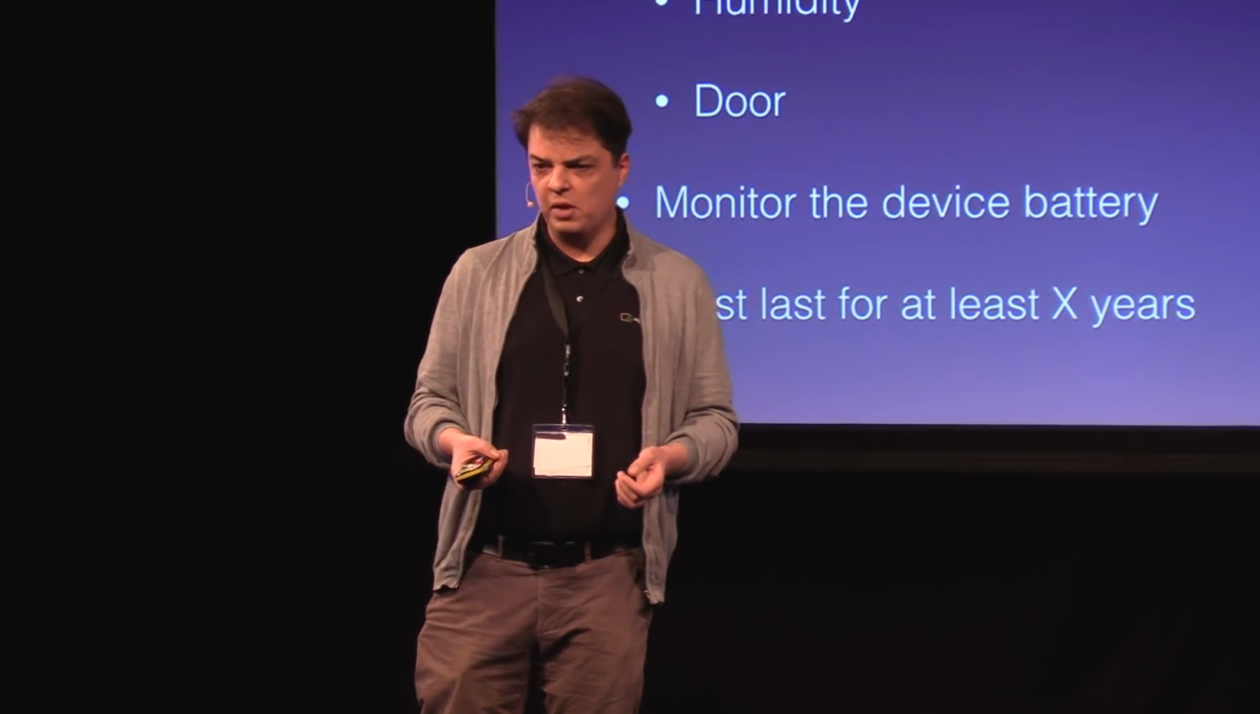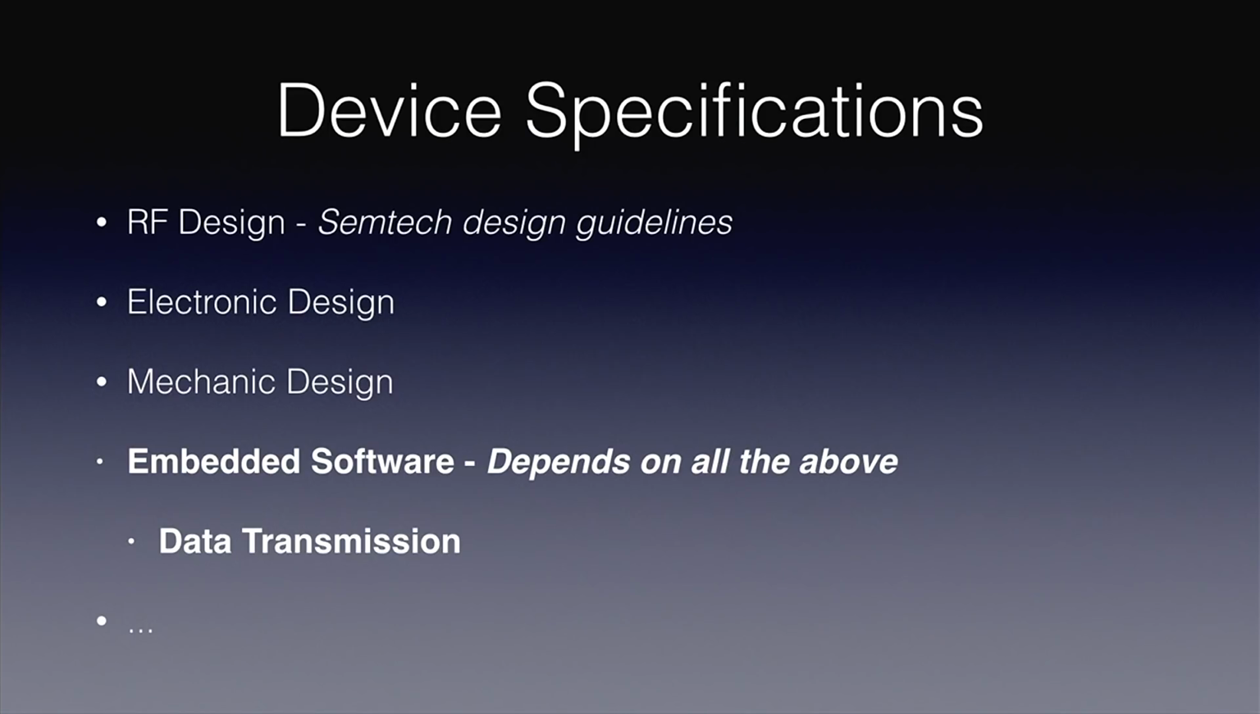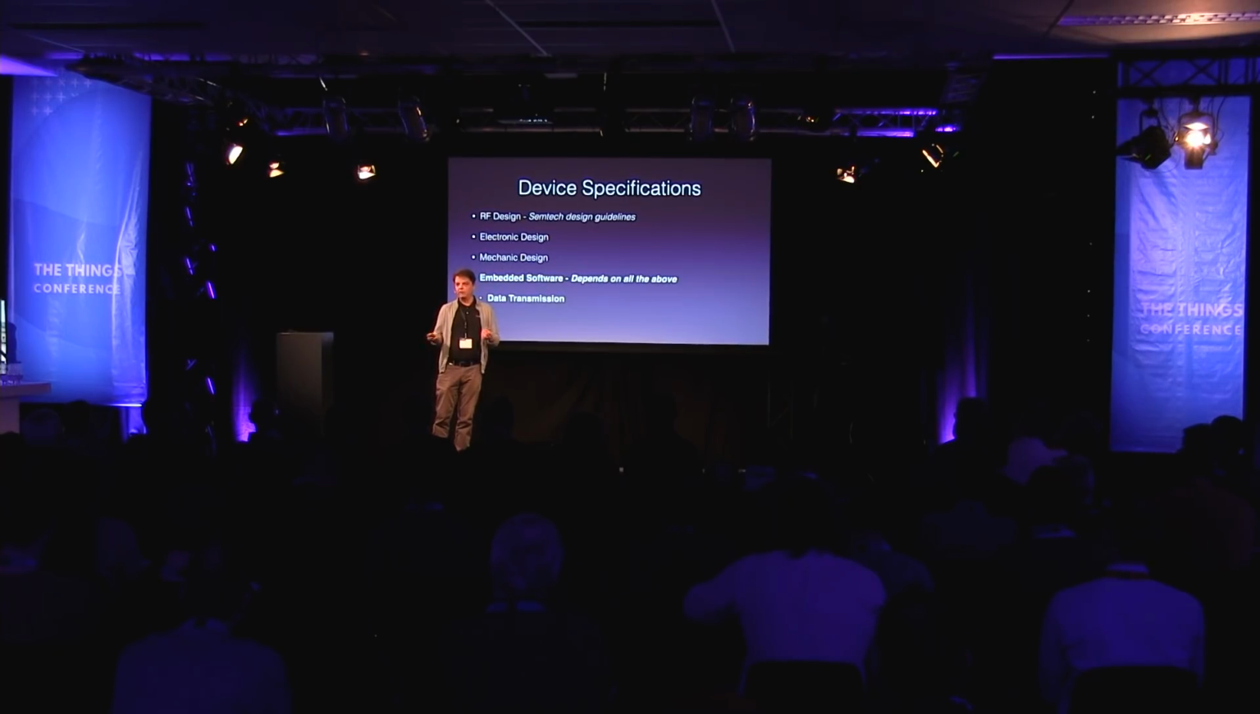Once you define all the requirements for your device, we come to some specifications. So on the specifications, there are several steps. First of all, the RF design. For that, you have the Semtech design rules, design guidelines. Then we need to define the electronic design, the mechanical design, and finally the embedded software. And the embedded software depends on all the above, so the RF, the electronics, the buttons, the sensors, everything. And what we are interested in today is the data transmission. There is obviously a lot of stuff that we need to specify, but that's some example.